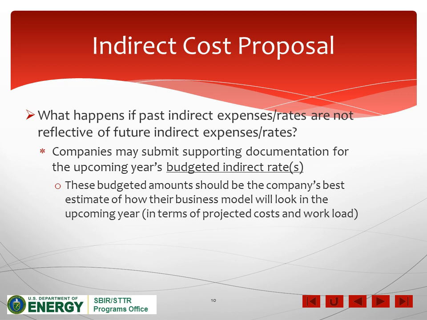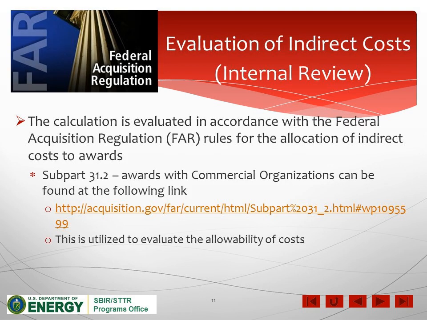Overestimating indirect costs has the potential to require an organization to reimburse DOE for overcharging on the indirect rates, i.e., the proposed indirect rates are higher than the actual indirect rates for the year. When determining allowability, allocability, and reasonableness of costs, the Federal Acquisition Regulation, the FAR, is utilized. Specifically, DOE utilizes 31.2, which can be found at the link identified in this slide.